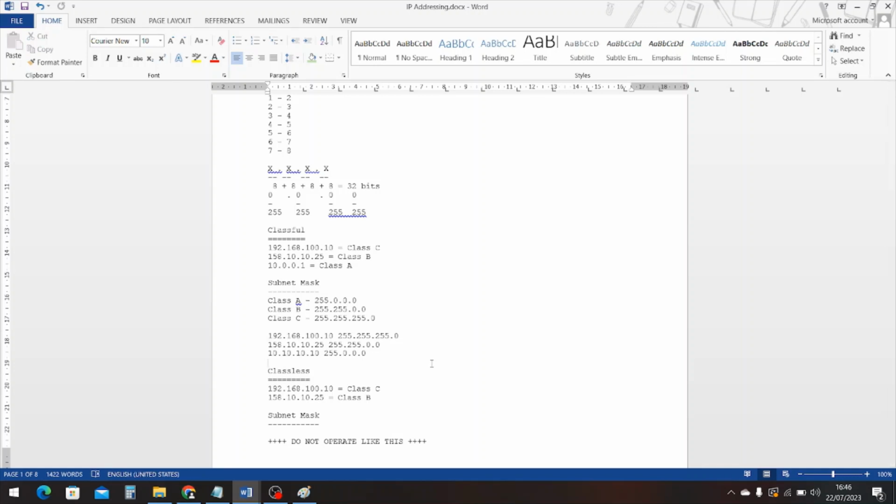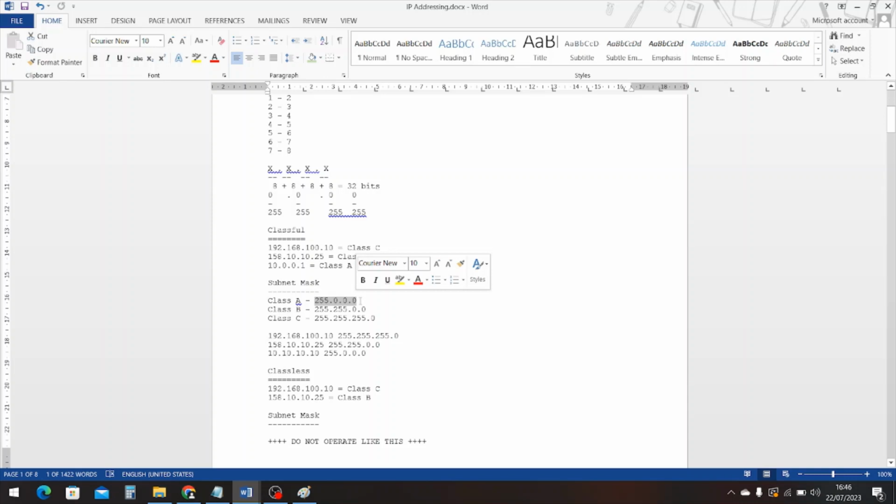If you are in class A, there's something called a subnet mask. A subnet mask is associated with an IP address, and it comes after the IP address.